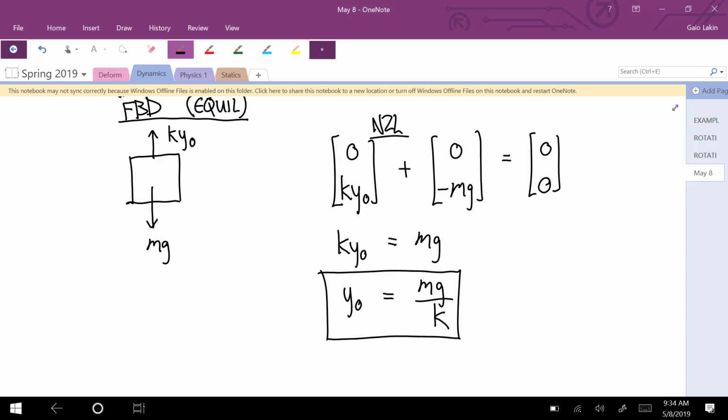And it makes sense: the more massive it is, the more the spring is stretched at equilibrium, and the stiffer the spring is, the less it's stretched.